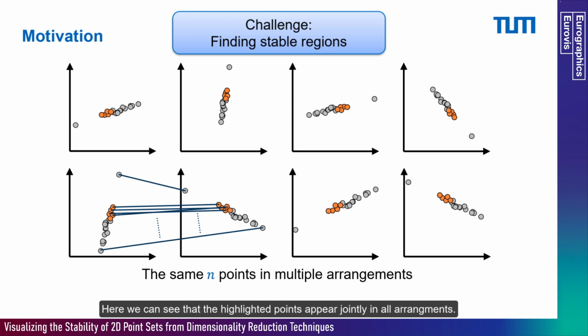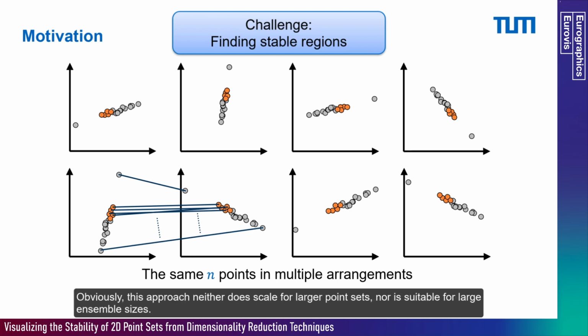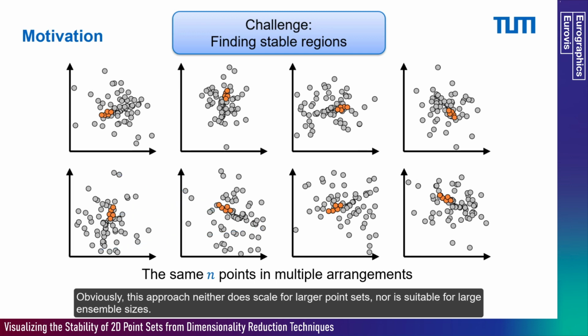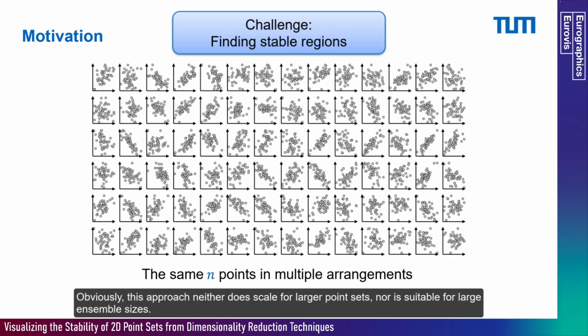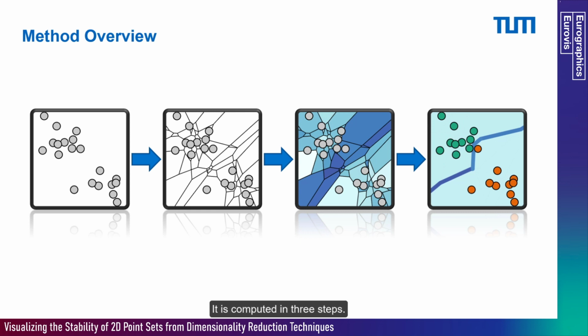Here we can see that the highlighted points appear jointly in all arrangements. However, in order to grasp the larger picture, that all arrangements are similar up to a rotation, we would have to check notably more than one point subgroup. Obviously, this approach neither does scale for larger point sets, nor is suitable for large ensemble sizes. We propose to render a static visualization in the background of a point set that exposes stability of regions in one glance. It is computed in 3 steps.